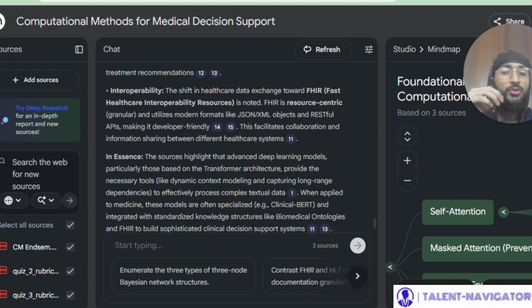So FHIR is basically resource centric, that is, it is granular and utilizes modern formats like JSON or XML objects and RESTful APIs, making it developer friendly, and it facilitates collaboration and information sharing between different healthcare systems.